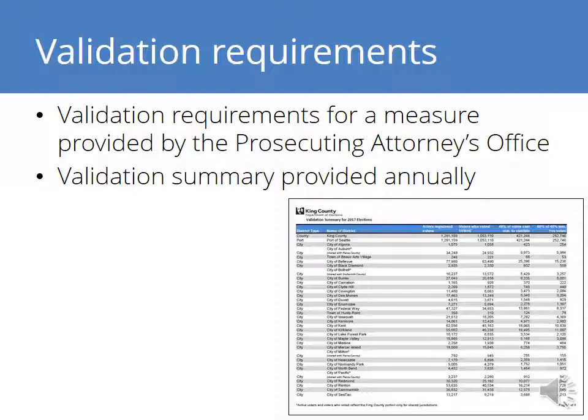The report includes statistics for each jurisdiction, such as the total number of active registered voters at the time of the general election, the number of votes cast in the general election, and the minimum number of votes needed to validate a measure. Please note, if a jurisdiction is shared with another county, the other county figures will need to be added to the King County figures to get the total number needed for validation.